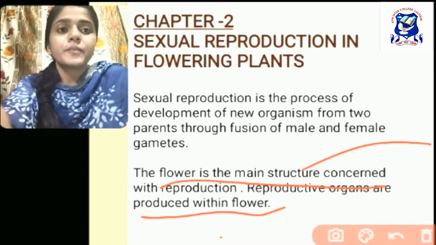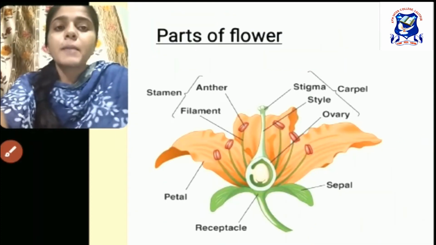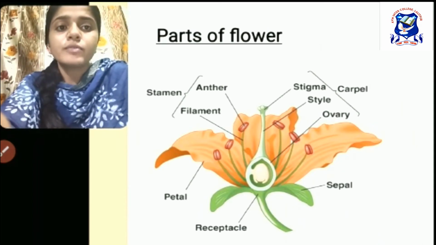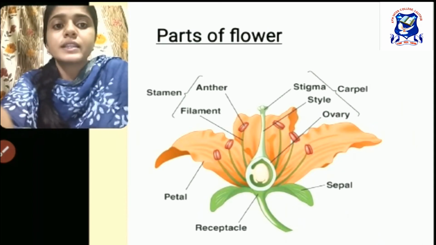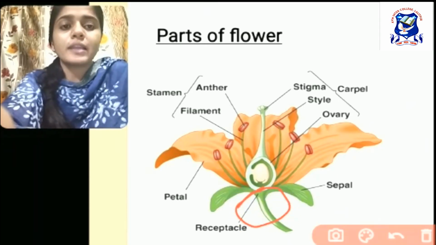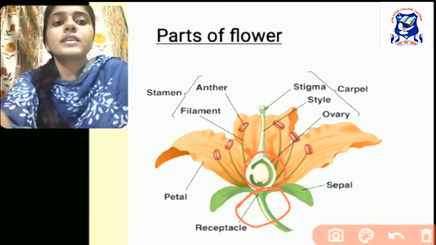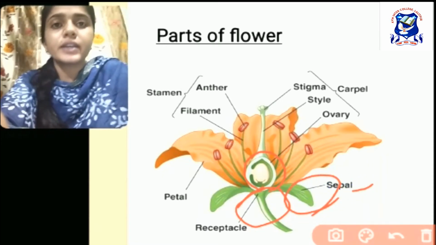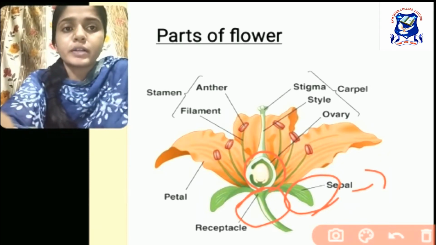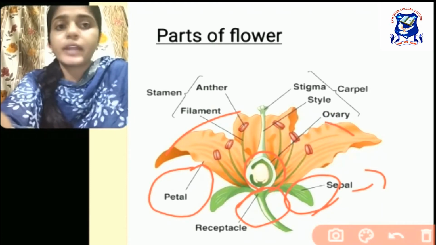Next, parts of flower. Now we are going to study about the parts of flower. First of all, this is the receptacle, or we can say it is the thalamus on which the ovary rests. Next are the sepals. These are the green colored parts which are used to cover the flower bud. Then are present petals. These are the colorful parts that attract insects.